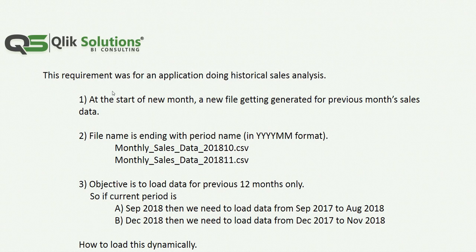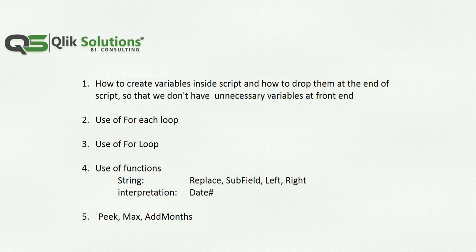So if the current period is September 2018, then we need to load data September 2017 to August 2018. And if, say for current month December 2018, we need to load data December 2017 to November 2018. And in the case of January 2019, we need to load data January 2018 to December 2018. We need to load this 12 months period dynamically. So in this video, I will show you how to load files for the last 12 periods.